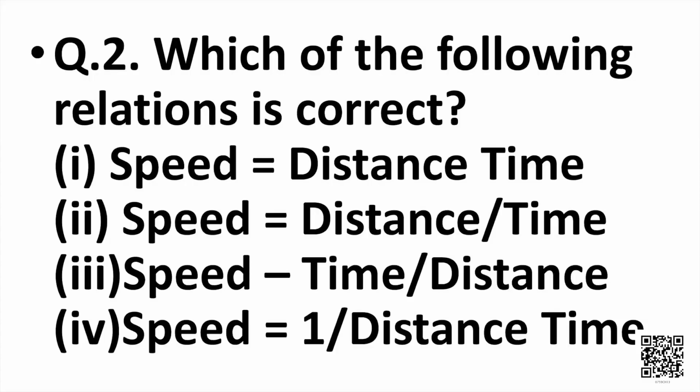Moving on to question 2, that is, which of the following relations is correct? The first is speed is equal to distance time. Second is speed is equal to distance divided by time. Third is speed is equal to time divided by distance. And the fourth is speed is equal to 1 divided by distance into time. So the correct answer, students, is the second option, that is speed is equal to distance divided by time.